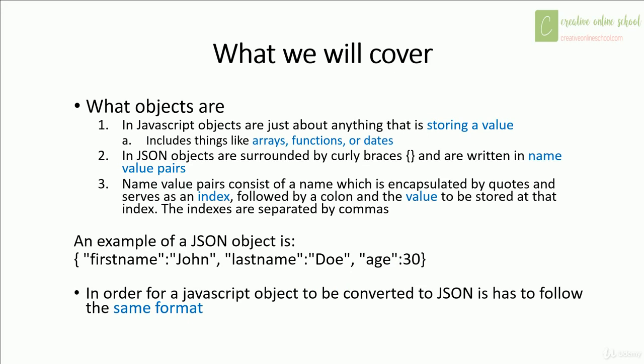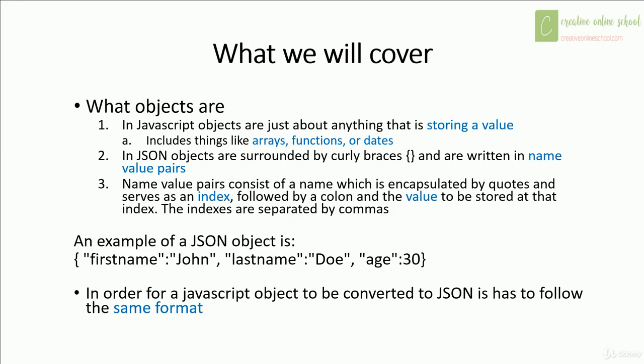Now in JSON, objects are surrounded by curly braces and are written in a name-value pair. Name-value pairs consist of a name, which is encapsulated by quotes, and that serves as our index. It's sort of like an array, followed by a colon and the value to be stored at that index. These indexes are separated by commas.